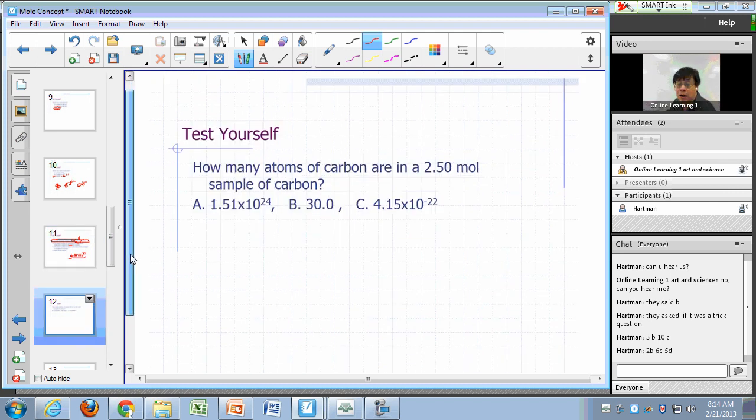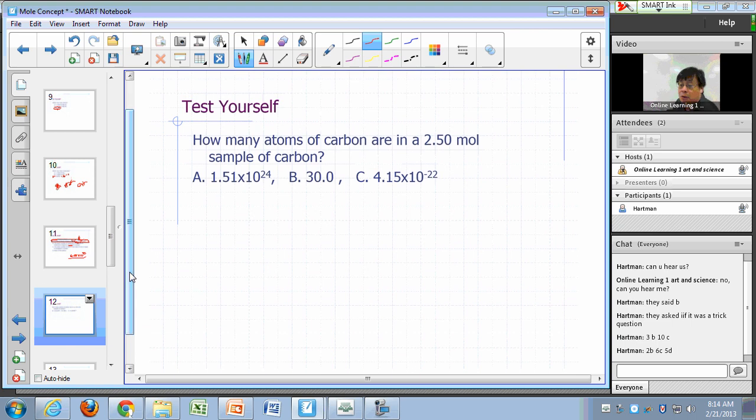Okay, how about this one? How many atoms of carbon are in 2.50 moles of carbon? Is it 1.51 times 10 to the 24th, 30, or 4.15 times 10 to the negative 22? I'll give you a little time to work this out.